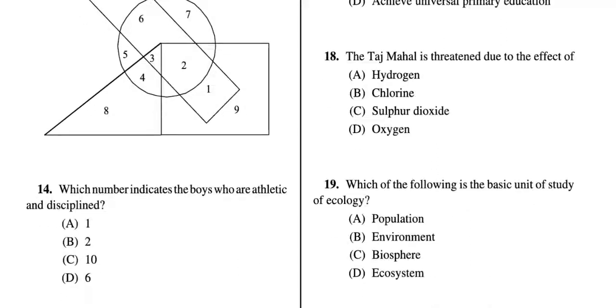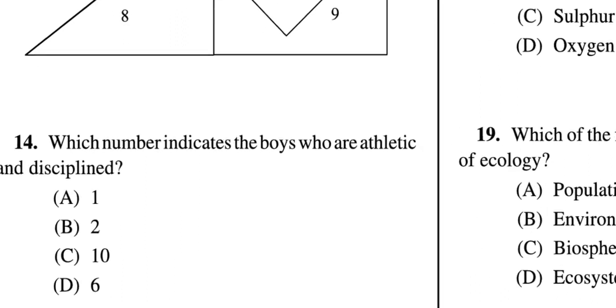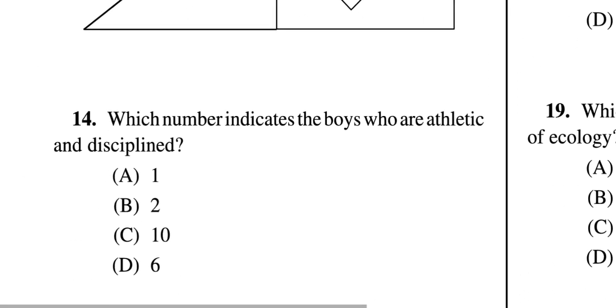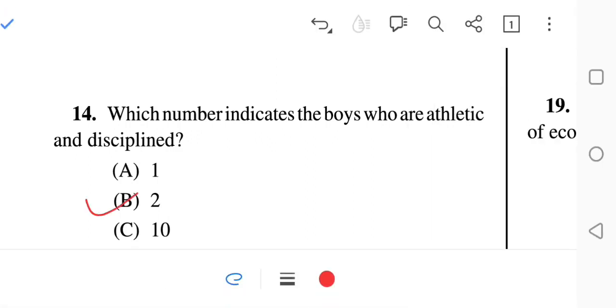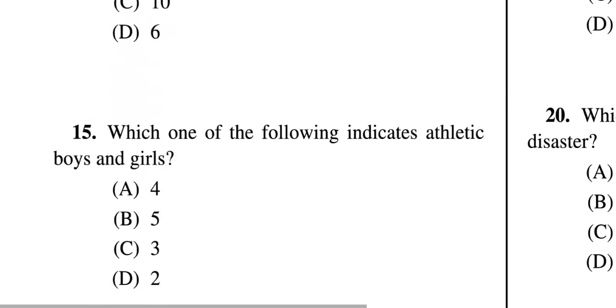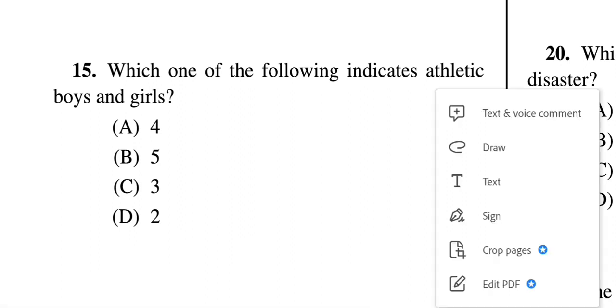Now we have to find out which number indicates the boys who are athletic and disciplined. 1, 2, 10, 6. So the correct answer will be 14B, number 2. Number 2 is the correct answer. Similarly, now number 15, it says, which one of the following indicates athletic boys and girls? That is number C, that is 3.